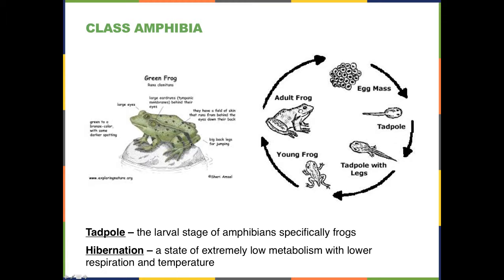Now most amphibians go through a process known as hibernation. Hibernation is a state of extremely slow metabolism, where the organism lowers its body temperature, lowers its respiratory rate, and goes into a state of rest or sleep. And this usually occurs in times of significant adverse weather and adverse environment, and it allows the organism to survive and then come out and reproduce during a better time in a better environment.